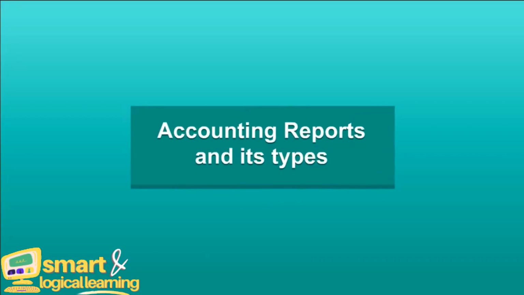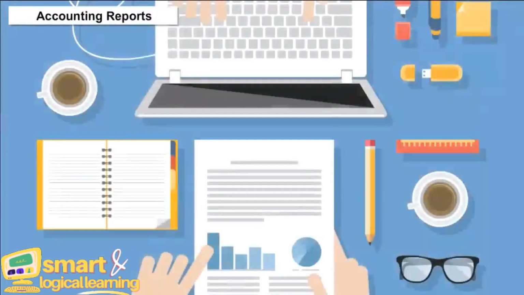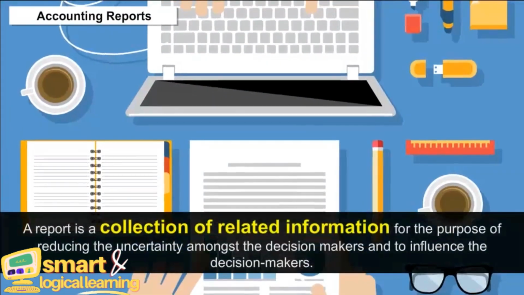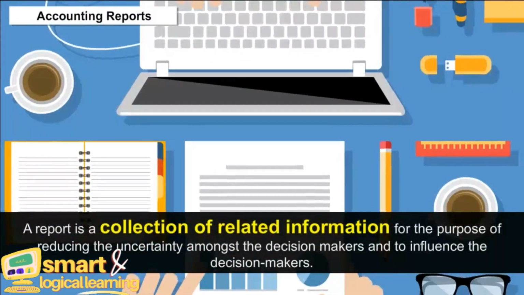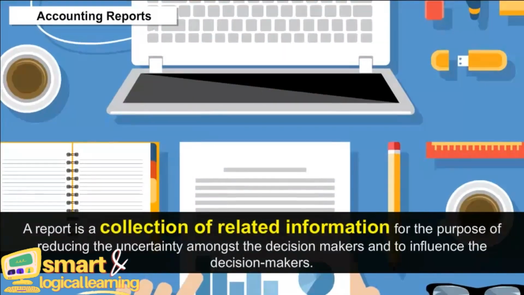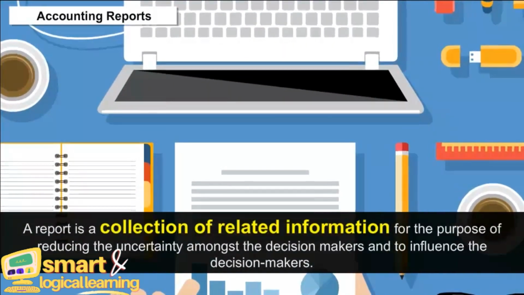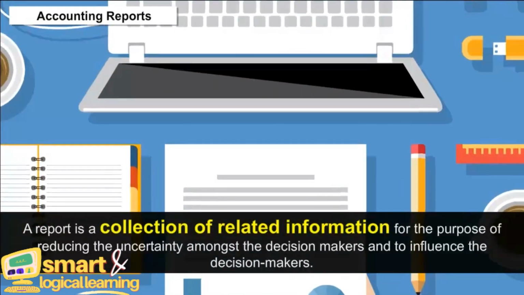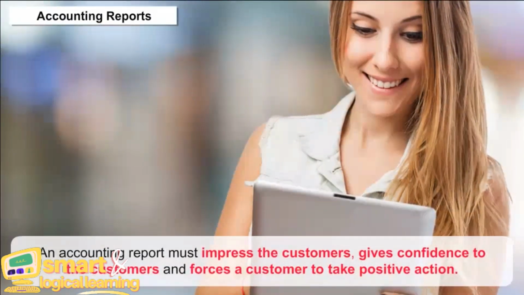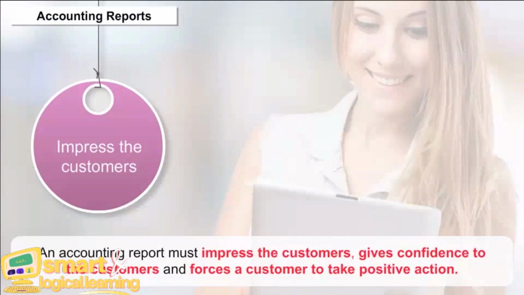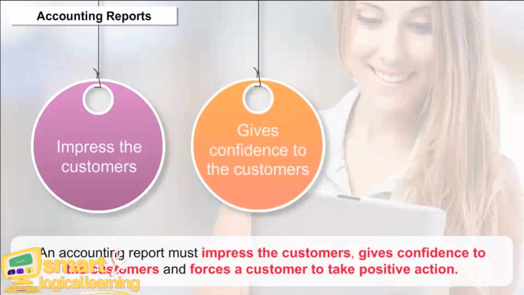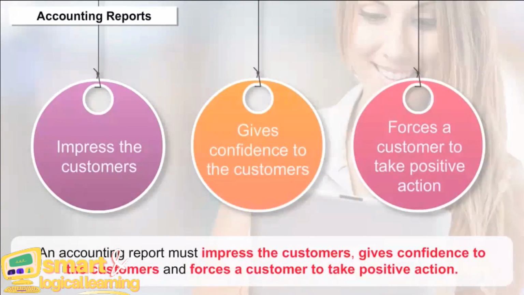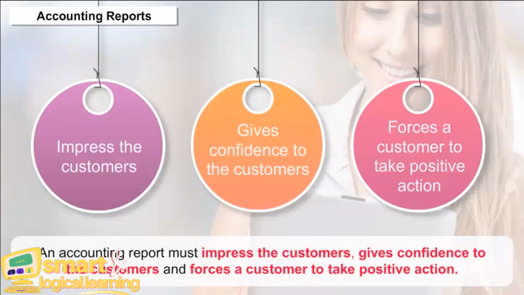Accounting reports and their types. Accounting reports. A report is a collection of related information for the purpose of reducing the uncertainty amongst the decision makers and to influence the decision makers. An accounting report must impress the customers, give confidence to the customers, and force a customer to take positive action.